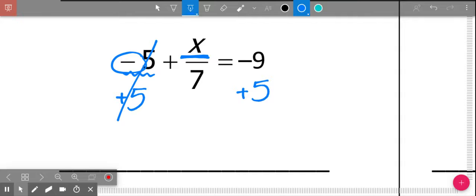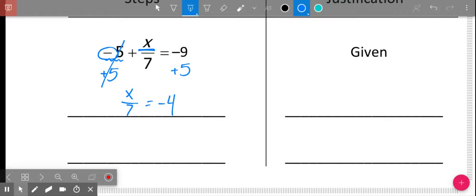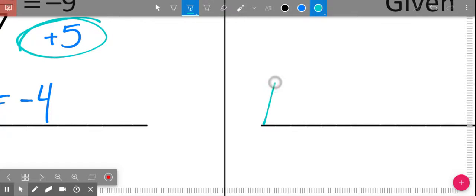When that happens, that cancels. That goes away. So I'll just have x over 7. I just brought down the rest of the problem, is equal to -9 plus 5 gives us -4. Now, in that step, we were using addition. See how we were adding the 5? Since we were using addition, that's our addition property.